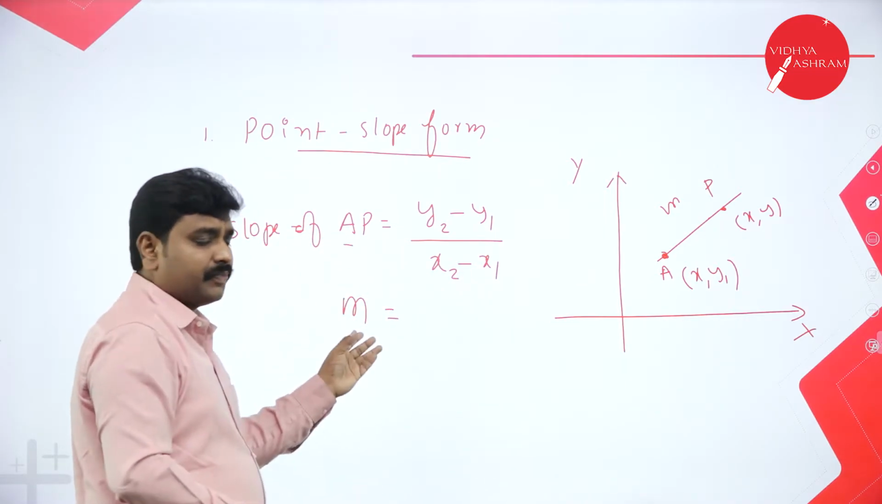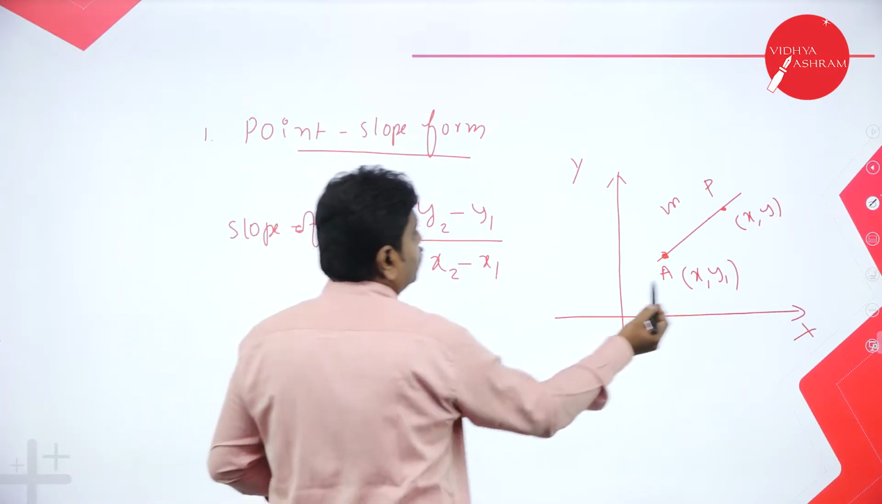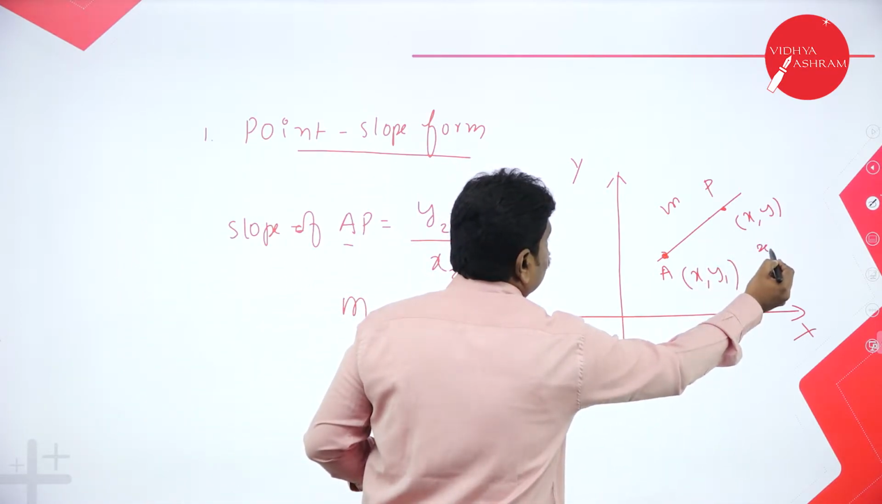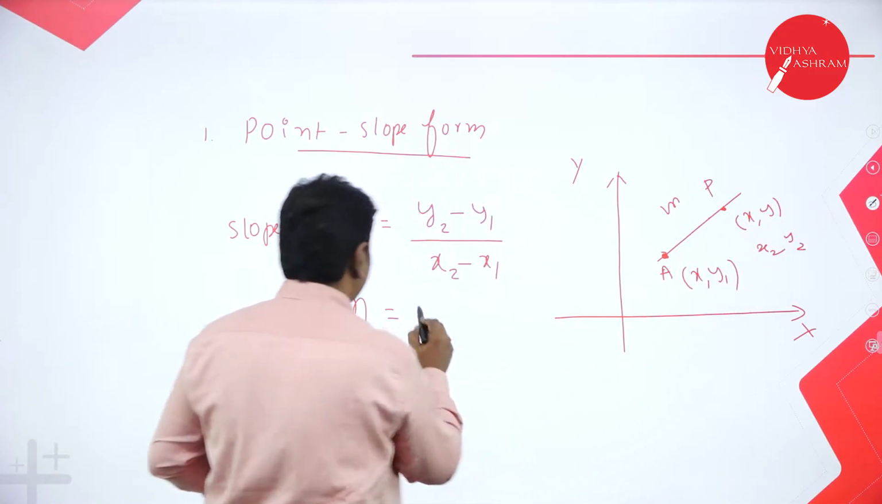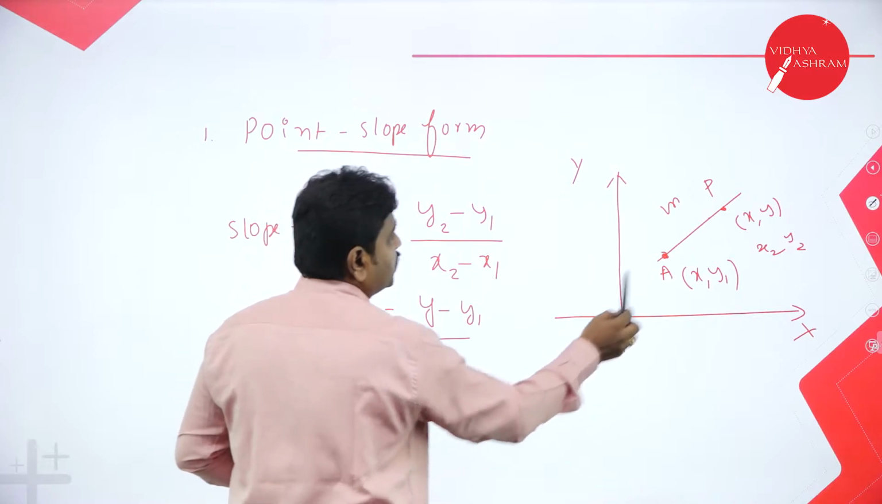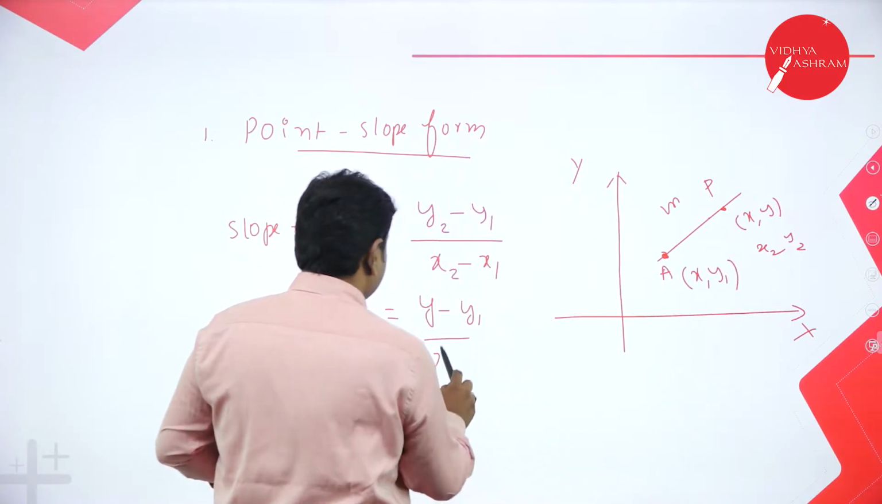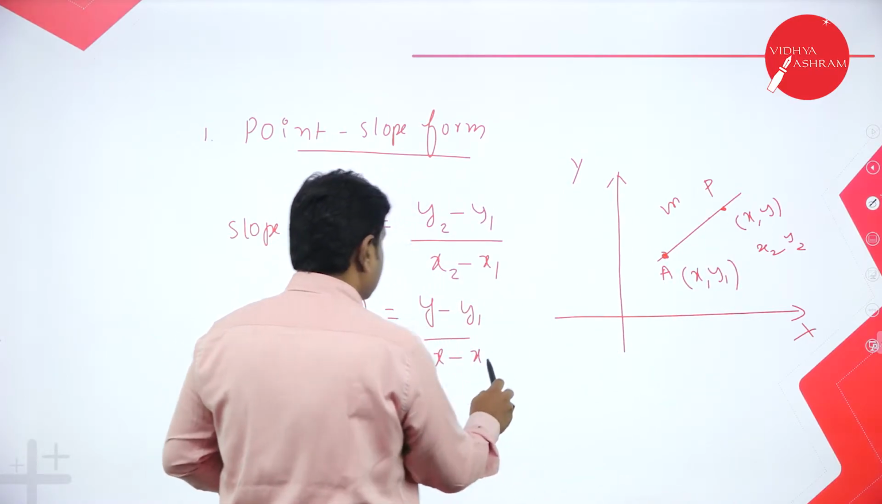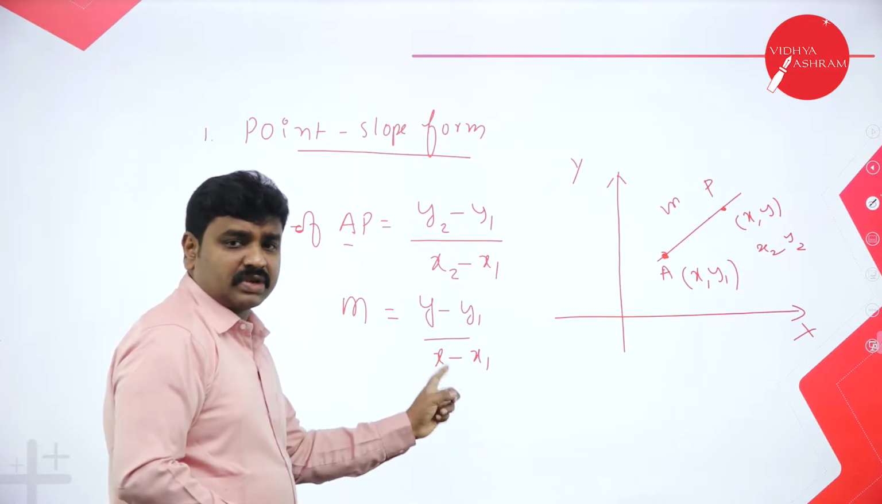This is the slope. And you know the symbol for slope, the letter we use is m. So the slope of AP is m, and y2 minus y1. So this point acts as (x2, y2). In the place of y2 I have y, minus, in the place of y1 I have y1. What is x2? x. Minus x1. So y minus y1 by x minus x1.